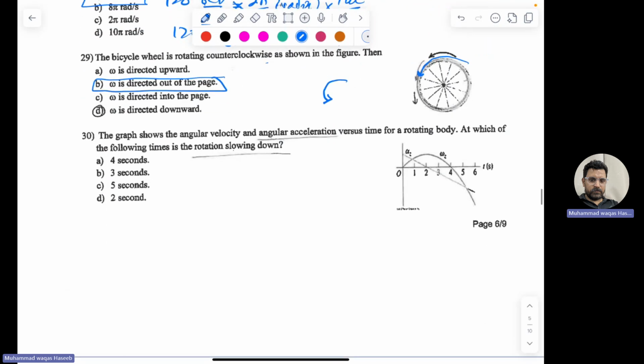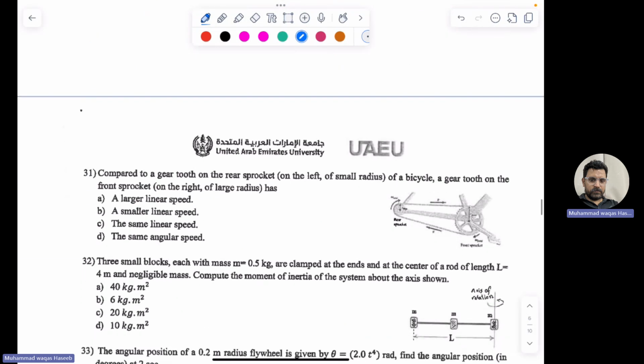The graph shows the angular velocity and angular acceleration versus time for a rotating body. At which of the following times does the rotation slow down? If you see this, at this point the velocity is increasing, and at this point it's not decreasing. So at 3 seconds, it starts decreasing.